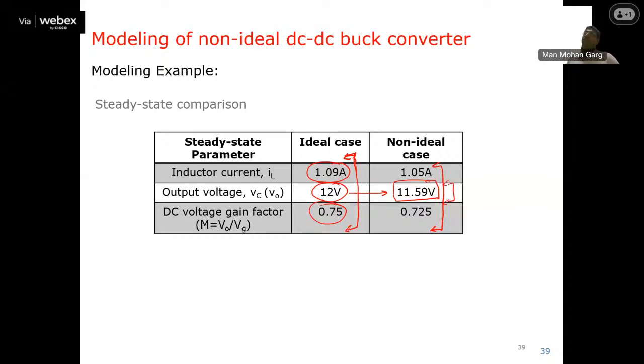And in the previous classes we have seen that in order to meet that in open loop, you have to increase the duty cycle. Then only you will get the output voltage. Increasing duty cycle means you are extracting more power from the source to meet those losses.